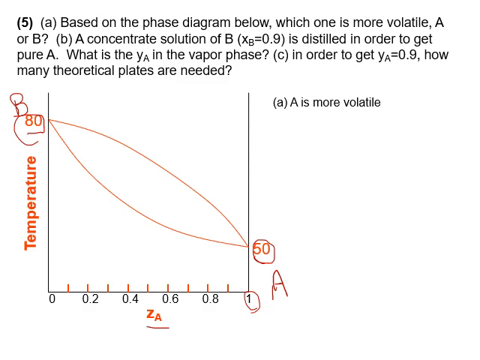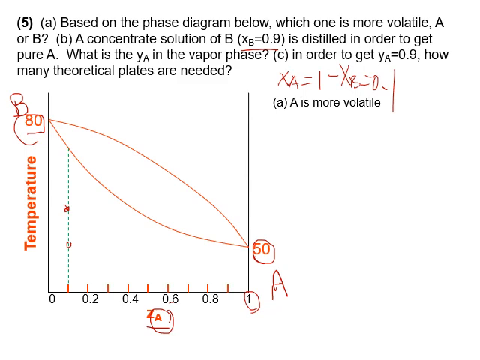Next question. A concentrated solution of B is distilled in order to get pure A. What is y_A in the vapor phase? This phase diagram is about mole fraction of A, and the given is about B. B is 0.9. You need to calculate A. So x_A should equal 1 minus x_B. That's 0.1. So the point on the phase diagram should be somewhere here. Any point here is a liquid with mole fraction 0.1 A.